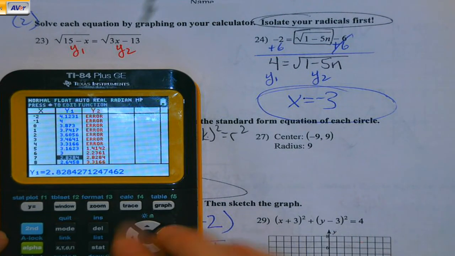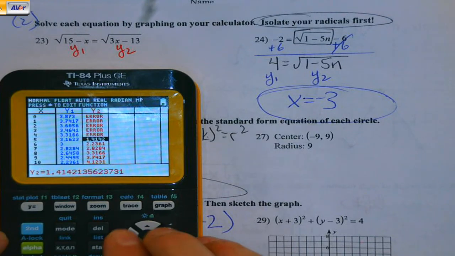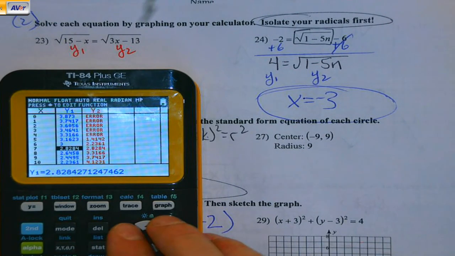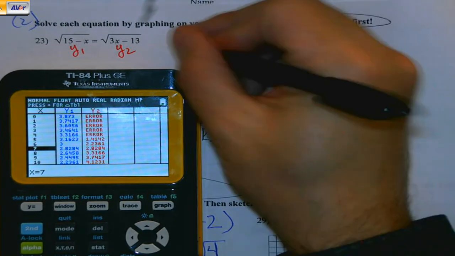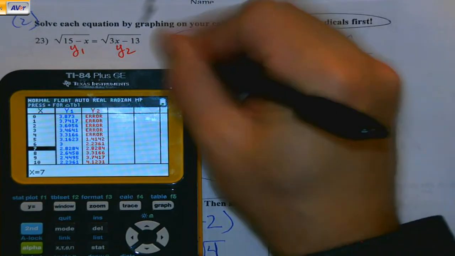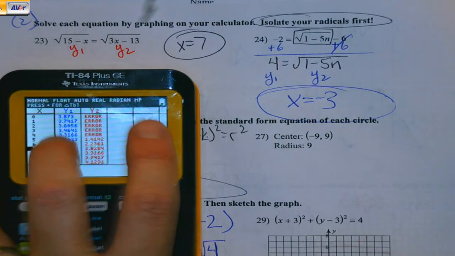And as I start to go down the columns here a bit, what I'm looking for are two y values that are the same. Now, it doesn't mean they're going to be whole numbers. So when I get around 7, I notice, hey, those decimals are the same. Is that the answer, though? No. The answer is the x value that's there. And I'm done. And that's basically all there is to it.